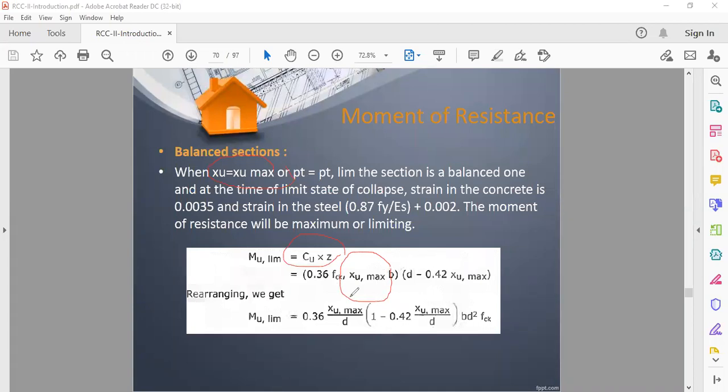Now, if you rearrange this formula, you will get it in terms of Mu limiting. As I already told you, if you can remember this, okay. Otherwise, you can just go through the IS code. While designing a problem, we'll go to that particular page number and get this balanced section moment of resistance.